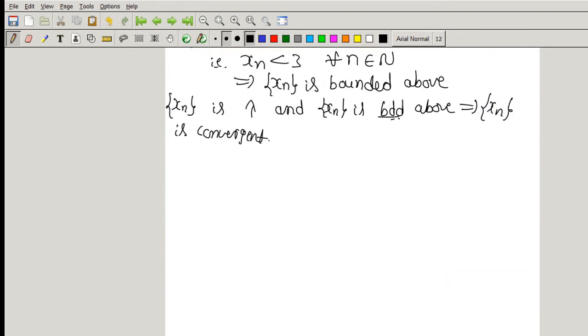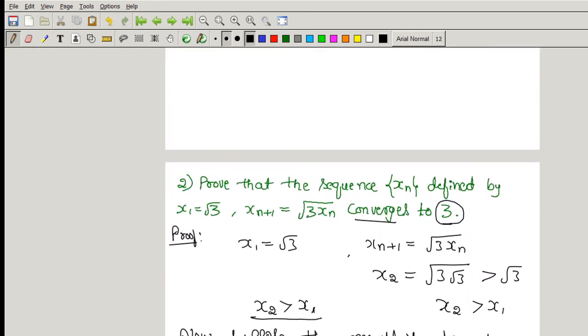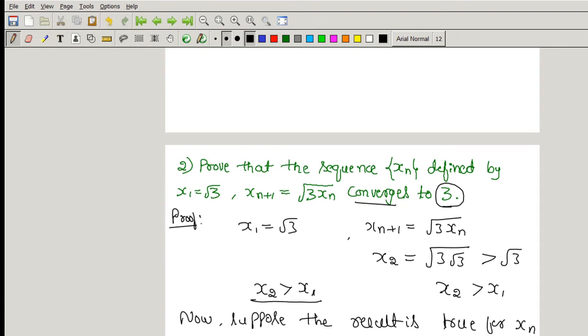So a sequence defined by x(n+1) equal to root of 3 into xn, with first term root 3, is always convergent. We have proved this result, convergence. Now, they are not only asking to prove convergence of the sequence, but they have also said that it converges to 3 itself.